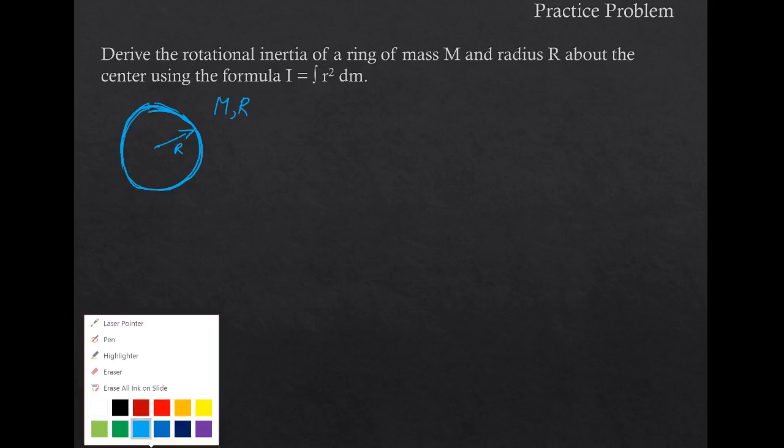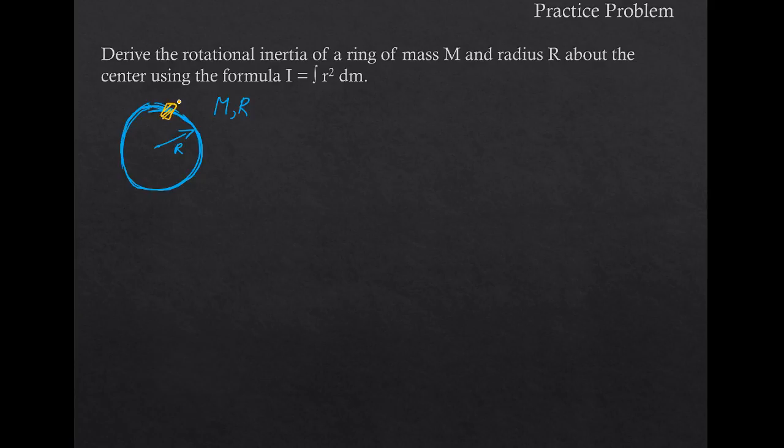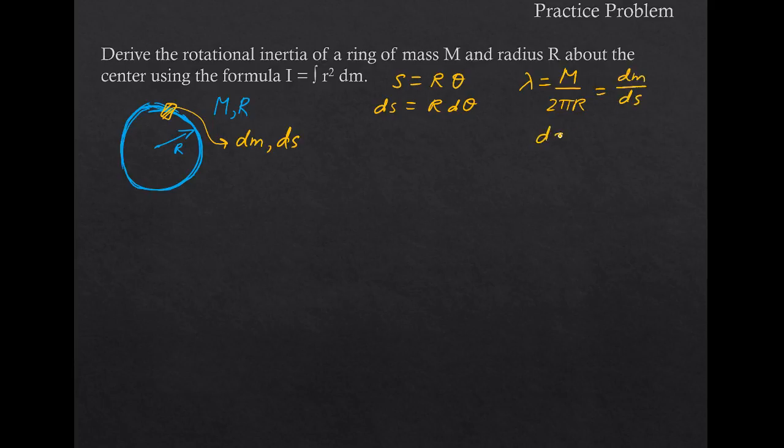So we need to identify what a small piece of this ring would be. Here it is, and this small piece would have a mass of dm and a length of ds. Whenever you're going in a circle, s is better to use than x, y, or z. And s is equal to theta times r, so ds is equal to r d theta. Also, we know that the density is m over 2 pi r, which is the same thing as dm over ds.